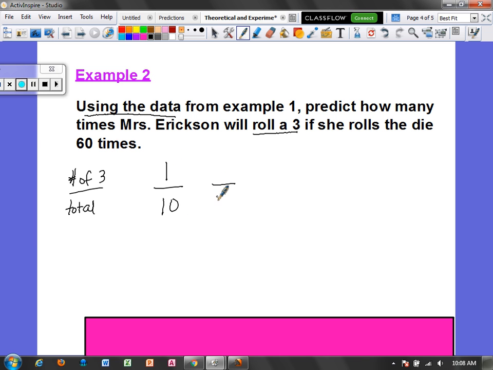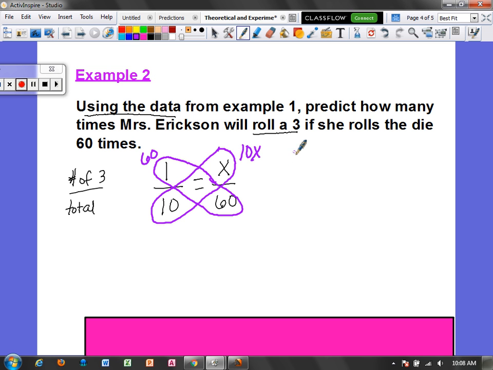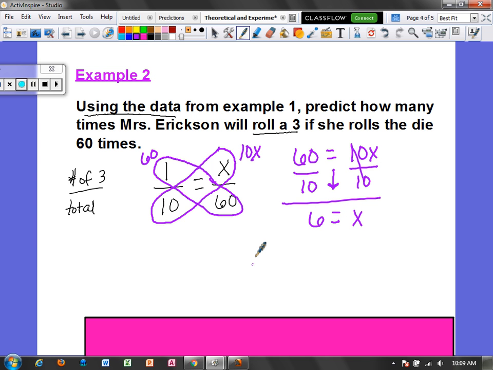So since 60 is a total, I'm going to start a new ratio and put 60 on the bottom. Now I can actually set up a proportion with this. So we rolled a 3 1 out of 10 times. I want to know how many times we could expect to roll a 3 out of 60 times. So now we just have a simple proportion in which we can cross multiply and divide. So we have 1 times 60, 10 times x, so 60 equals 10x. Remember, we want to isolate the variable. We're going to divide by 10 on both sides. So x would equal 6. So we can expect to roll a 3 6 times out of 60.